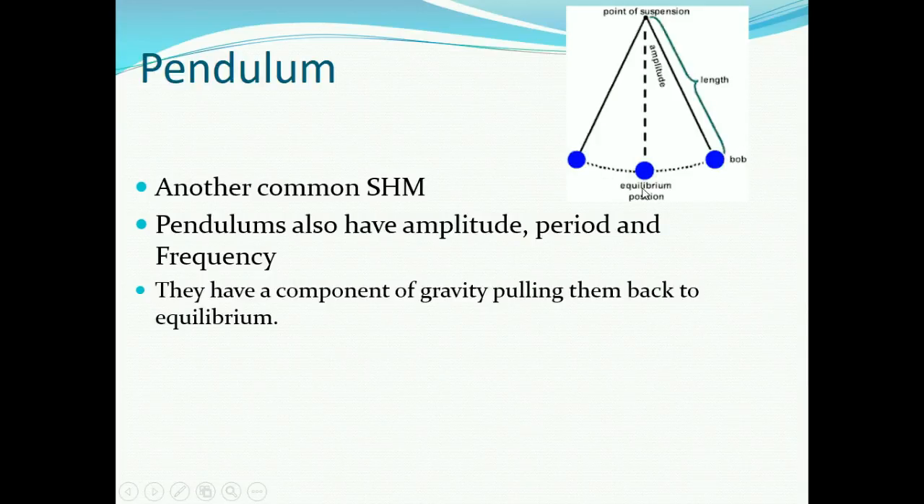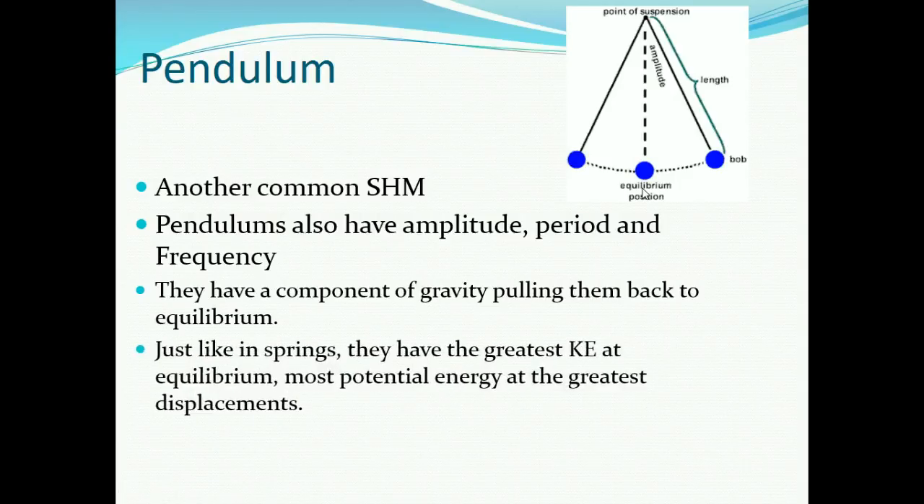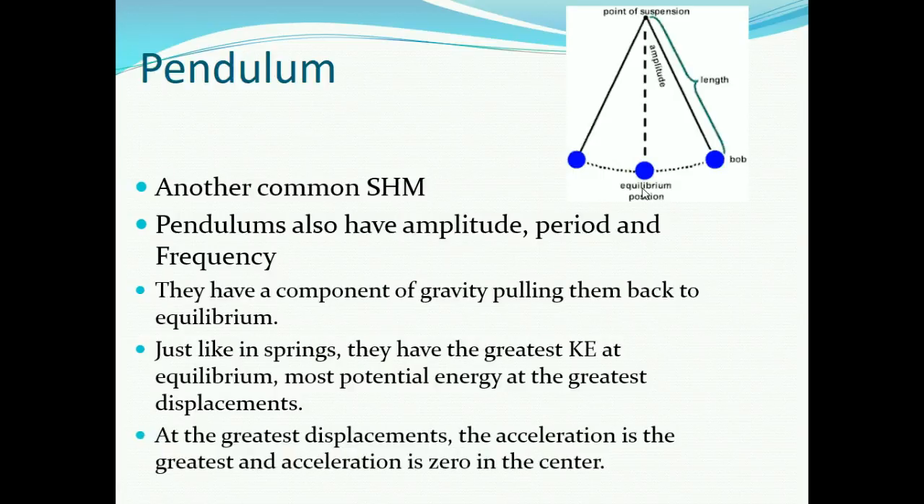So that is why. And just like in a spring, the pendulum has the greatest kinetic energy at the equilibrium position when it's passing through it, and greatest potential energy at the displacement. And at the greatest displacement, the acceleration is the greatest, because there's a great amount of force trying to pull it downwards. And the acceleration is 0 at the equilibrium point, which is in the center.